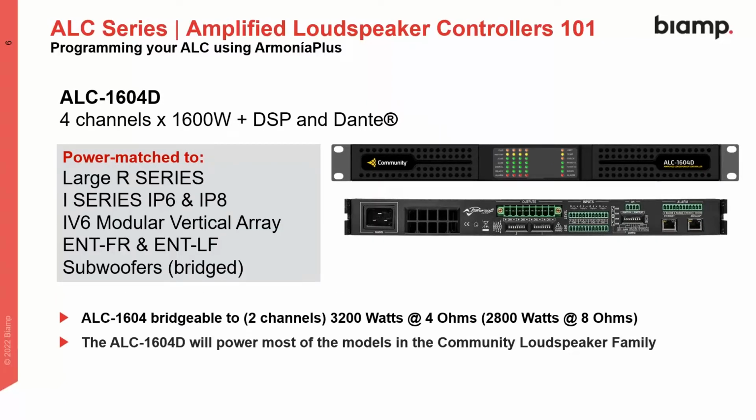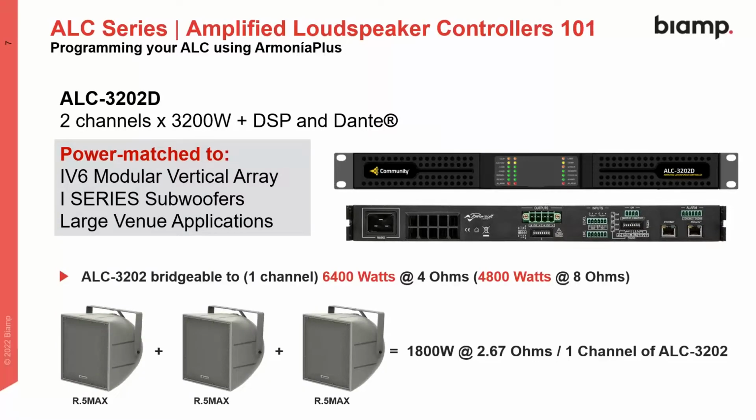Not as popular as the 1604. The 1604 is probably the most popular one in the line because it's matched power-wise to most of the large R series, your larger I series, IP6 and IP8 point source, and very popular in the IV6 modular arrays when we're using Entasys FRs and LF systems. And we do bridge this a lot down to 2 channels to get a healthy 3200 watts at 4 ohms. So a lot of subwoofer systems, a lot of R2 max, the low frequency side of the device needs a bridged channel of 1604. And again, probably the most popular one in the line.